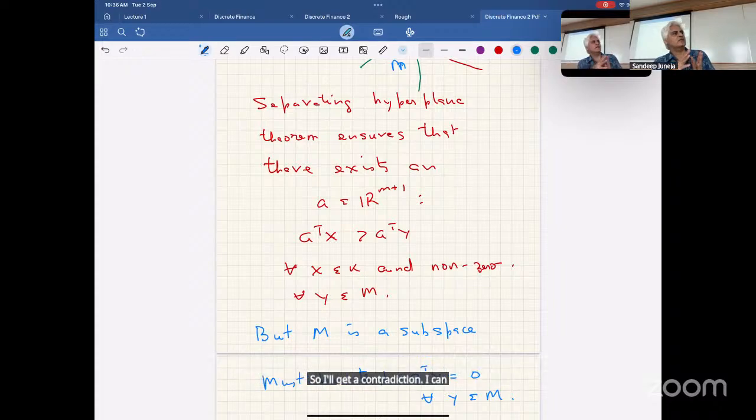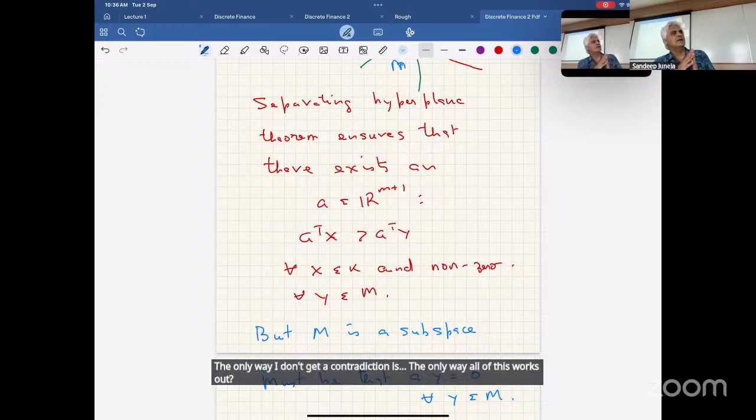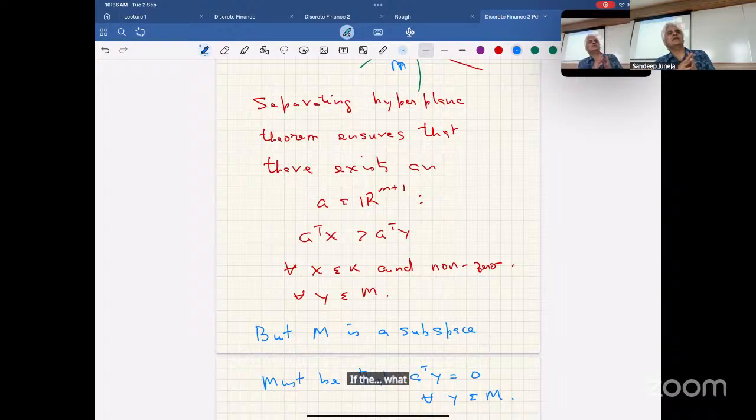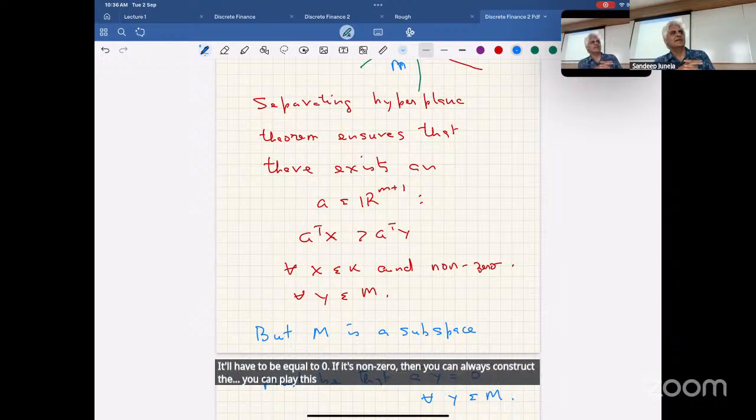I can't have a transpose x less than a transpose y. The only way all of this works out is if a transpose y has to be equal to 0. If it's non-zero, then you can always play this game.